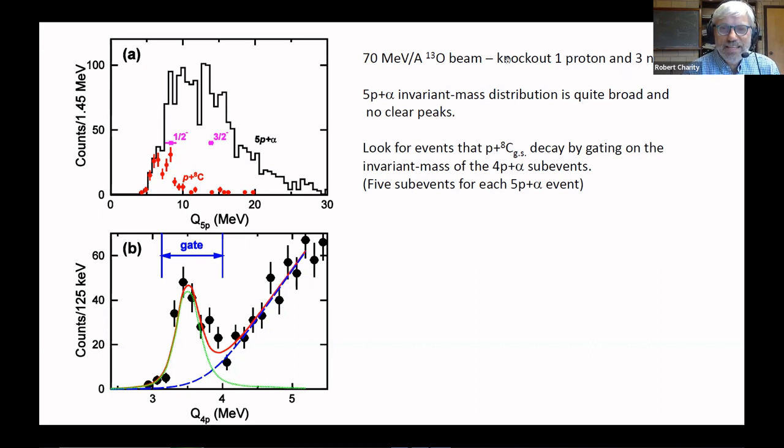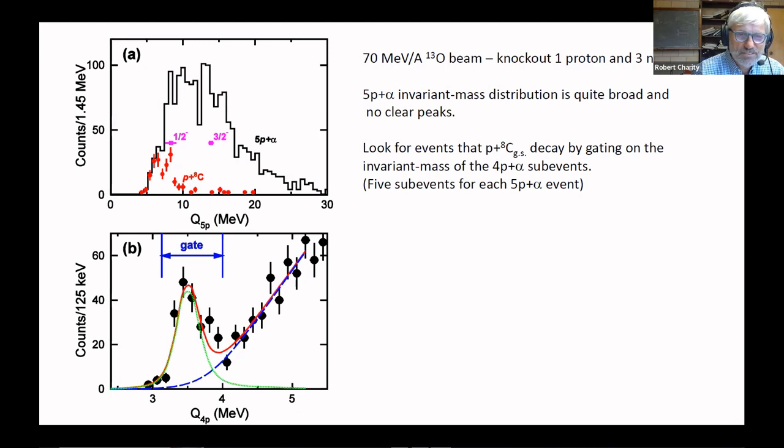So we look at now the 6-body exit channel, so 5 protons plus an alpha. So it's just 1 extra proton than what you have in carbon-8. And I was surprised how many events we got. This is the 5 protons plus alpha invariant mass spectrum. And again, it's with this huge 10 MeV.